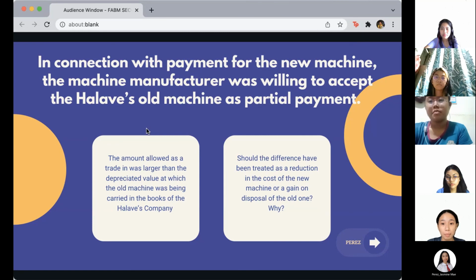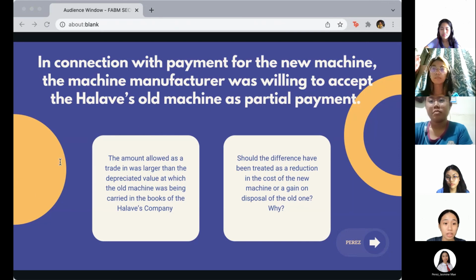In connection with payment for the new machine, the machine manufacturer was willing to accept Halave's old machine as partial payment. The amount allowed as a trade-in was larger than the depreciated value at which the old machine was being carried in the books of Halave's company. Should the difference have been treated as a reduction in the cost of the new machine or a gain on disposal of the old one, and why?